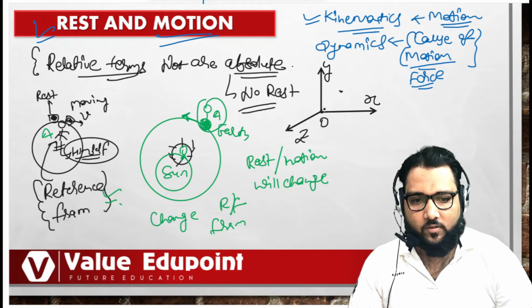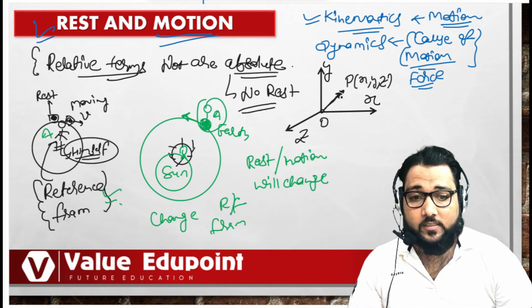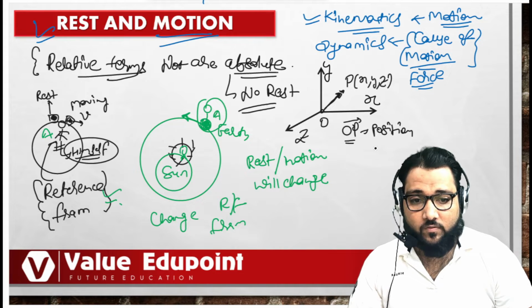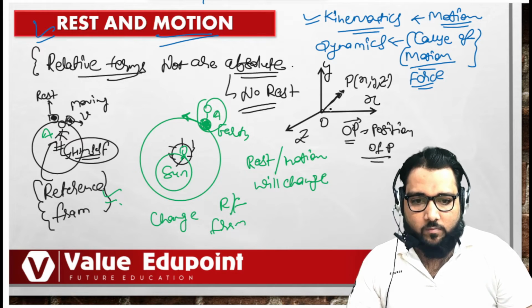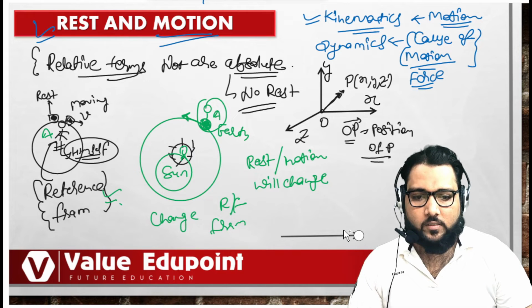Suppose one point is here, and we talk about its position vector. The position of this point P will be x, y and z. Is it okay, guys? So OP is the position vector of P. Similarly, we can talk in terms of theta, that is the polar system. If we talk about theta, we take 2D. We can use another system in terms of theta.